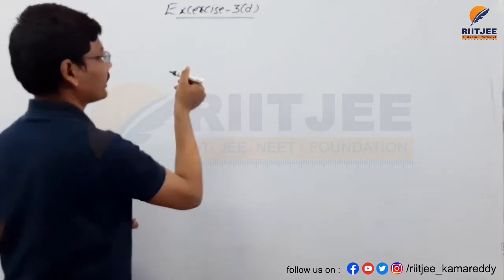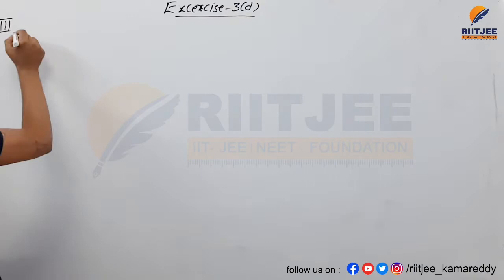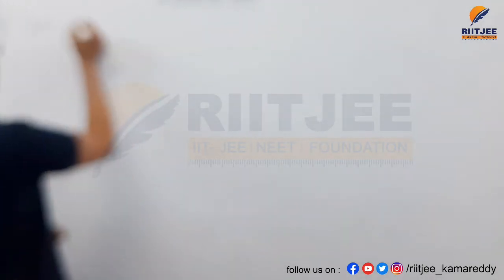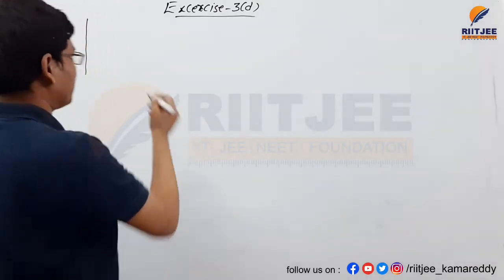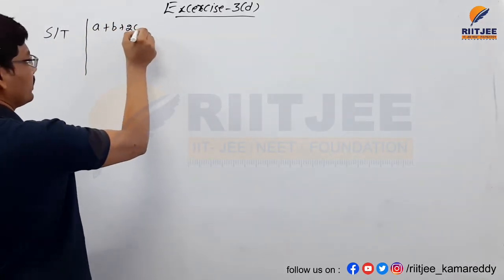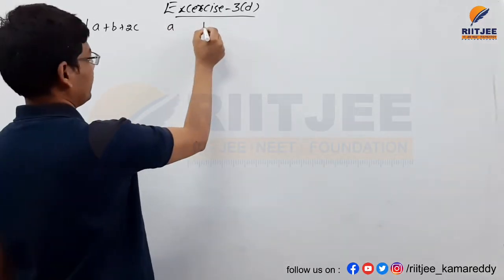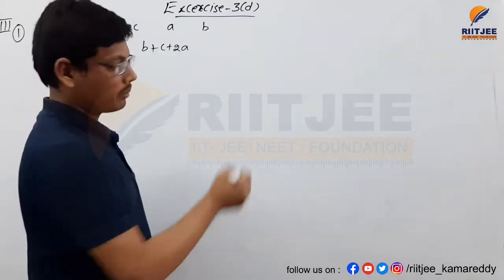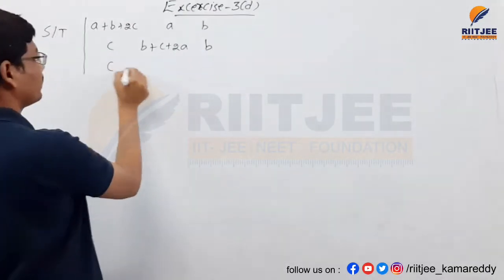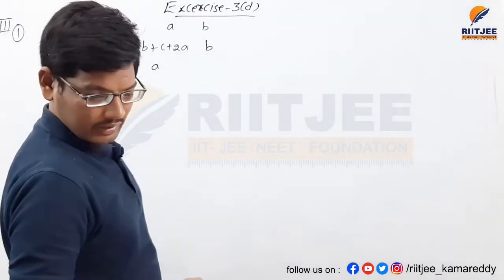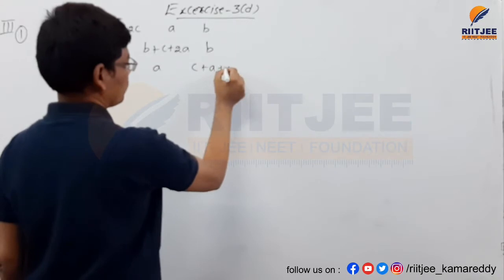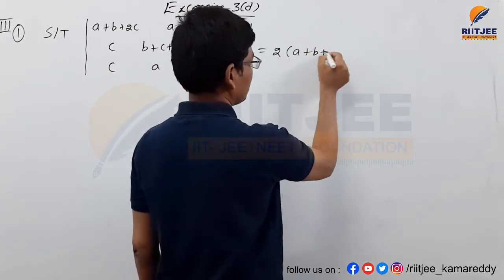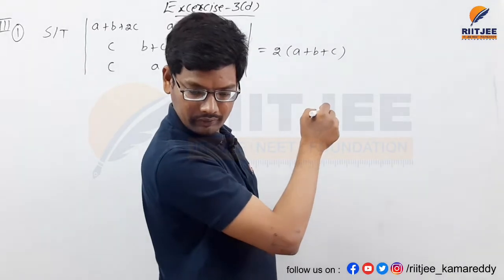In the third bit, first question, it is given: show that the modulus of the determinant with rows a plus b plus 2c, a, b; c, b plus c plus 2a, b; c, a, c plus a plus 2b is equal to 2 into (a plus b plus c) whole to the power of 3.